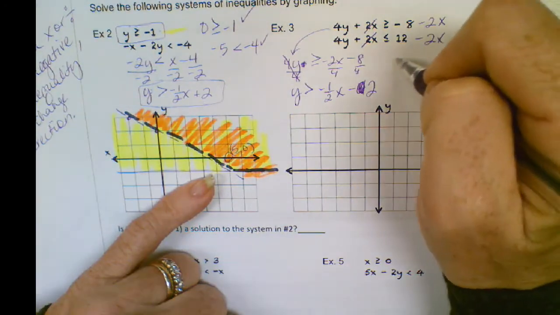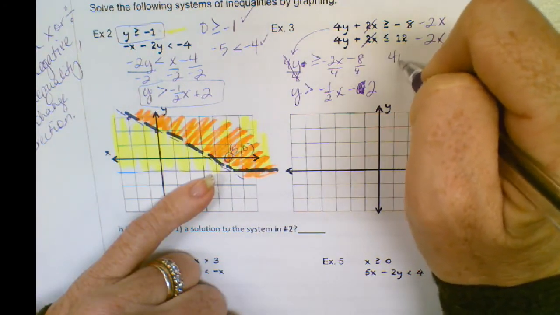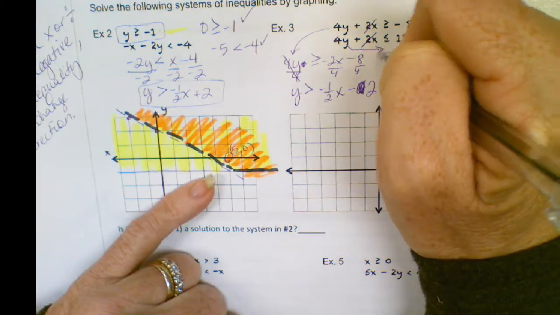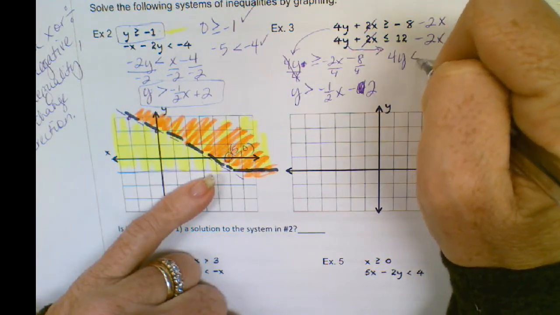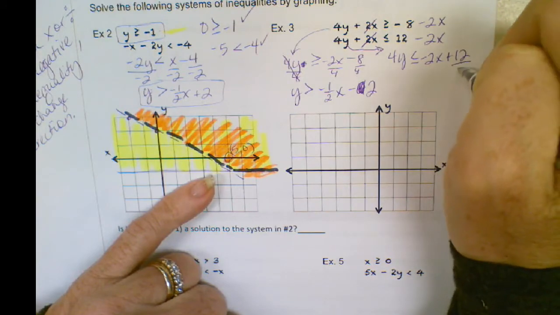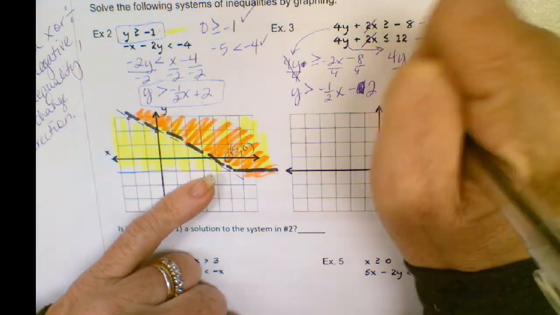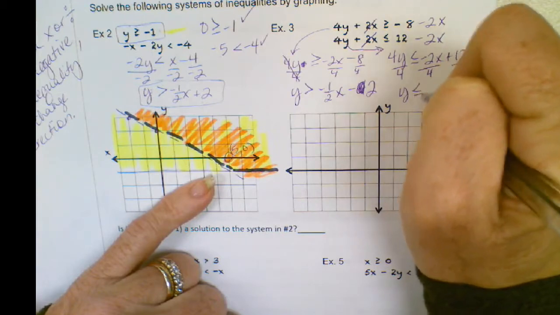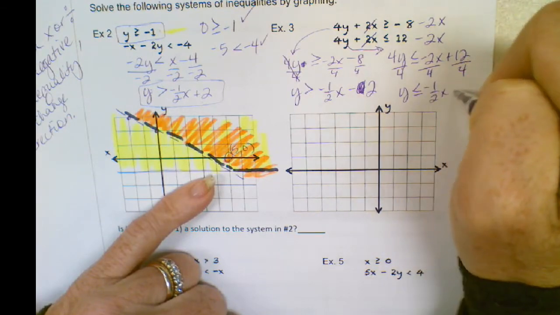Okay. And then on the bottom I would have the second equation here. I would have 4y is less than or equal to negative 2x plus 12. Dividing everything by 4, so y is less than or equal to negative 1/2 x plus 3.